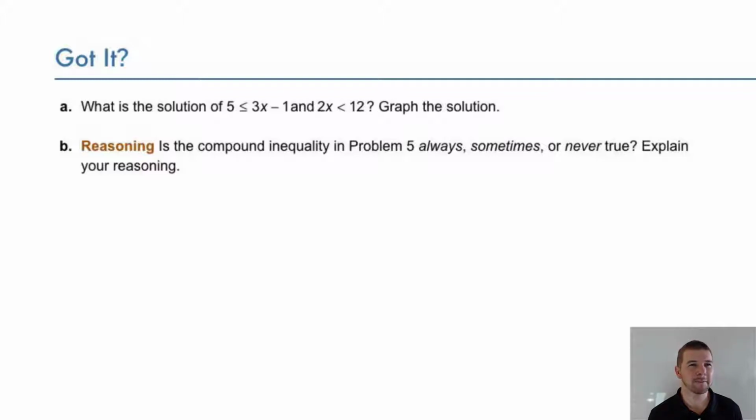Your turn. Part A. What is the solution of 5 ≤ 3x − 1 and 2x < 12? Graph the solution. And part B, a reasoning item. Is the compound inequality in problem 5 always, sometimes, or never true? Explain your reasoning.